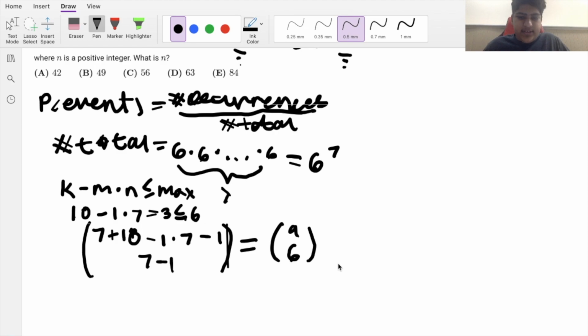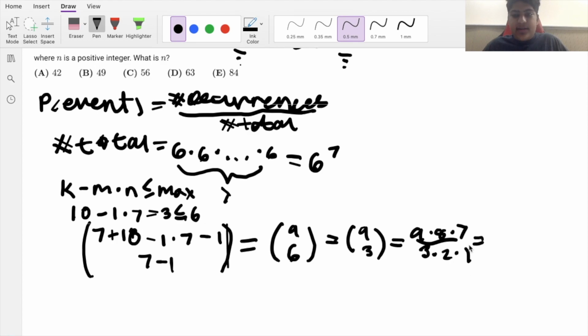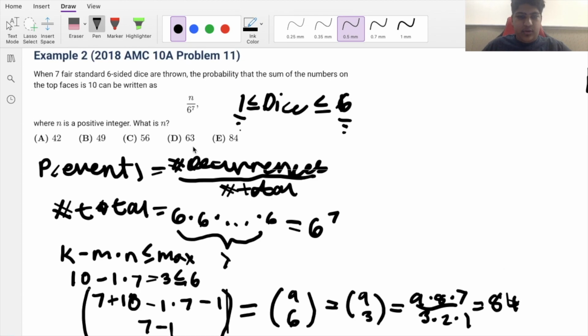So we have 9 choose 6, which is equal to 9 choose 3, since 6 plus 3 is equal to 9. 9 choose 3 is equal to 9 times 8 times 7 divided by 3 times 2 times 1. And once you cancel out common factors, we end up with 84. And looking back at the problem, we see that 84 is choice E, and we are done with this lesson.